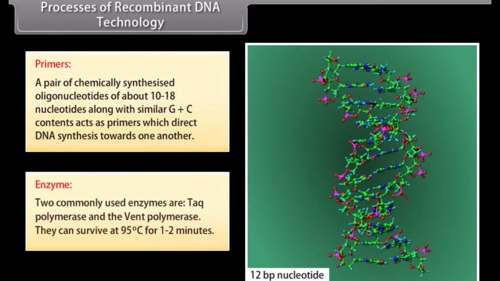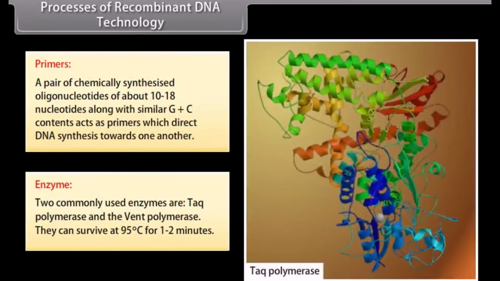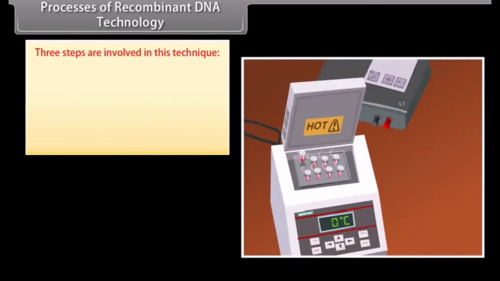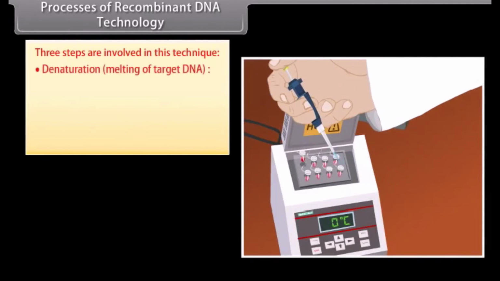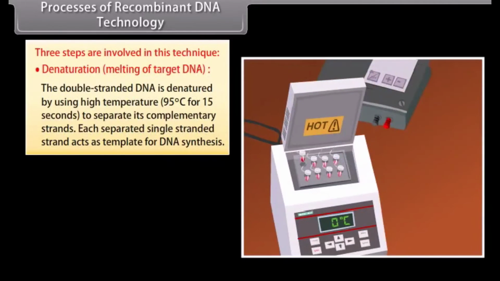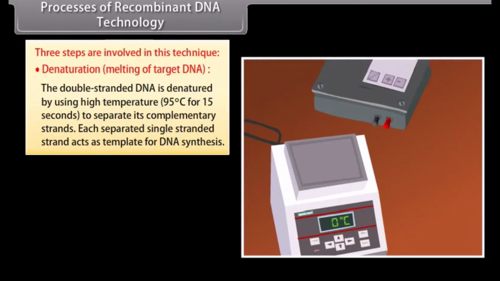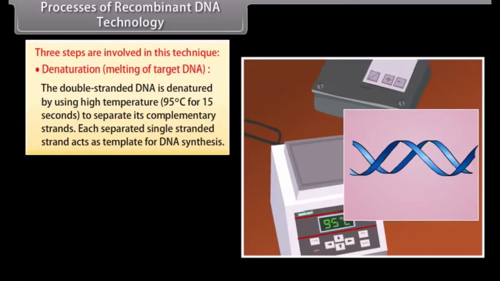Enzyme. Two commonly used enzymes are Taq polymerase and Vent polymerase. They can survive at 95 degrees Celsius for 1 to 2 minutes. Three steps are involved in this technique. Denaturation, melting of target DNA. The double-stranded DNA is denatured by using high temperature, 95 degrees Celsius for 15 seconds, to separate its complementary strands. Each separated single-stranded strand acts as a template for DNA synthesis.